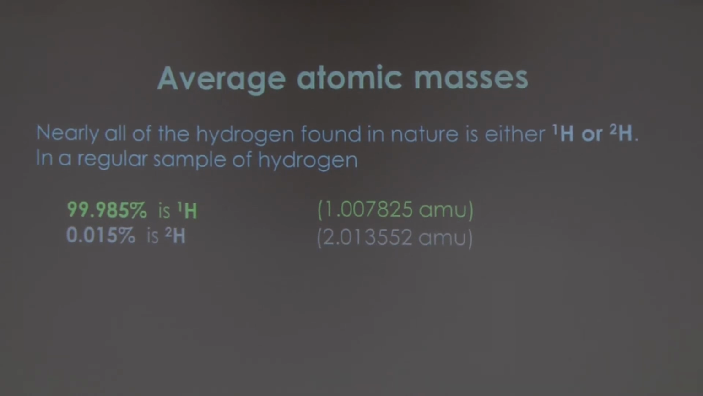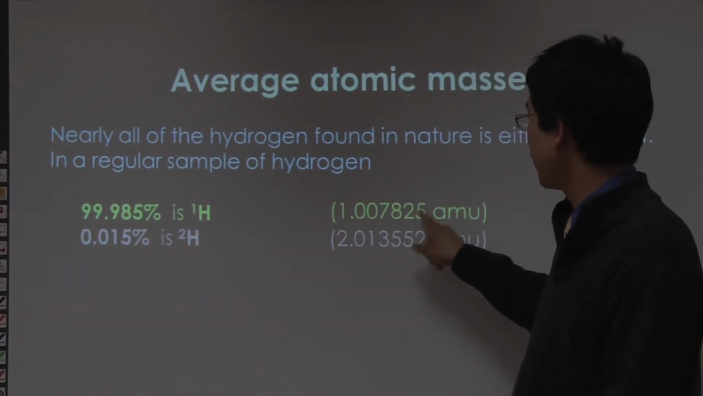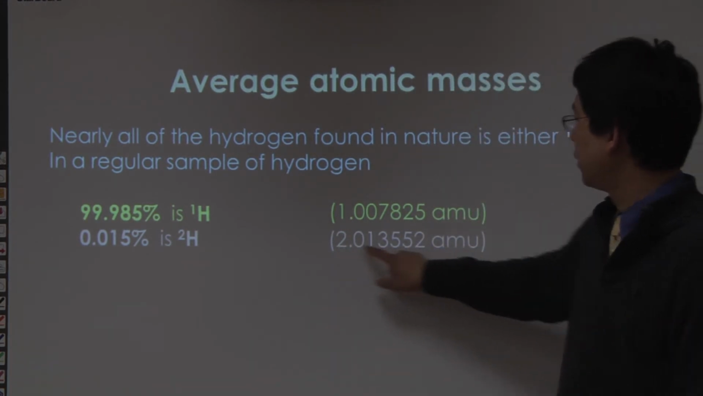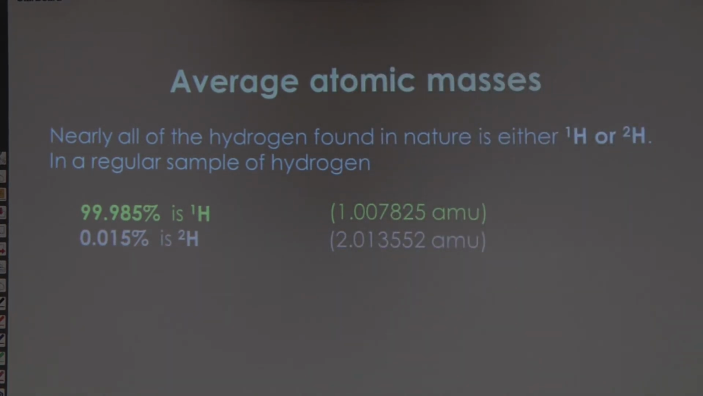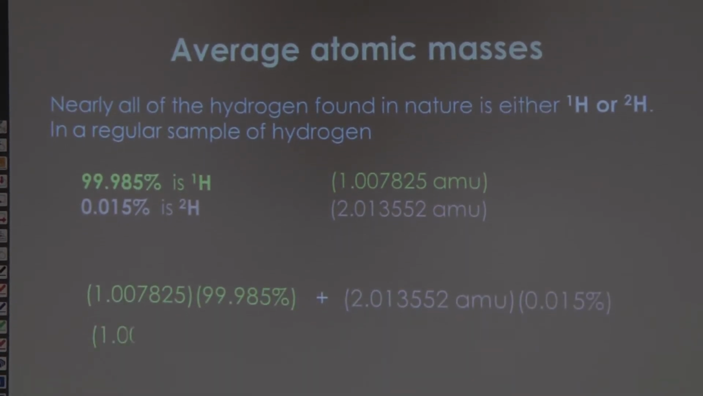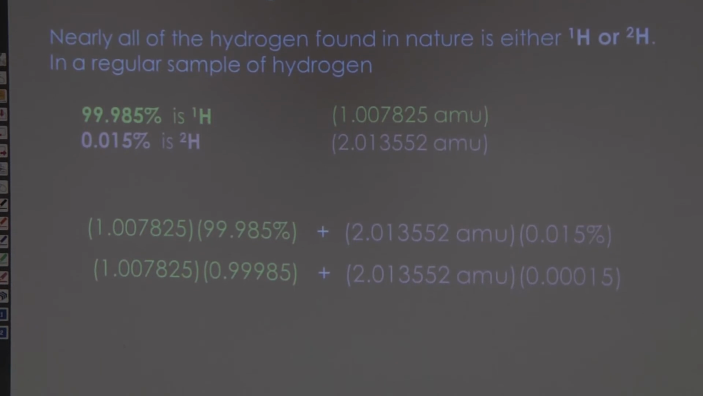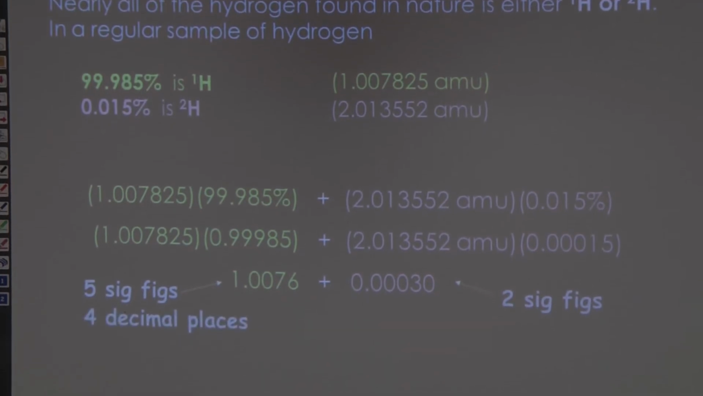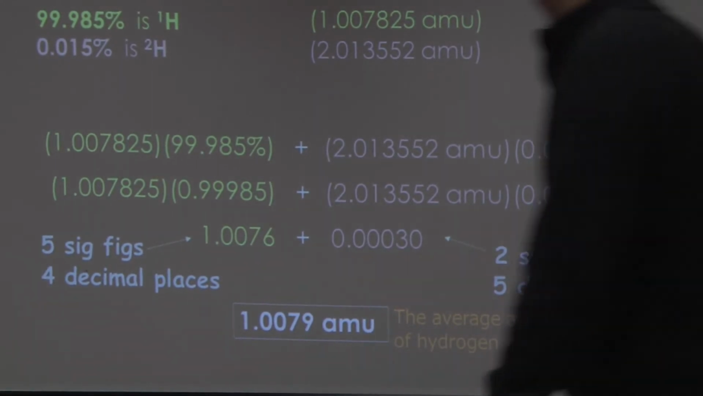So what are we going to do? We're going to set it up the same way. We're going to do 1.007825 times that percent plus this 2.01, etc., times that percent, to get our initial setup. Then we're going to divide by 100 to convert from percent to decimal. Then we're just going to do the math. And when we do the math, we get 1.0079 AMU.